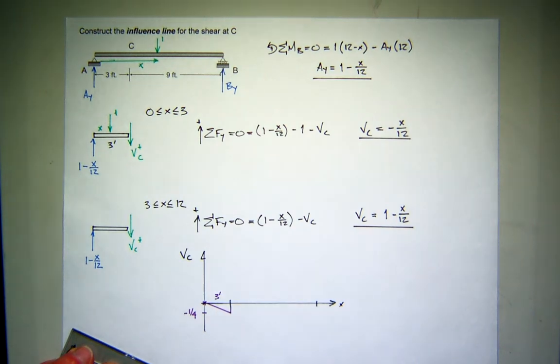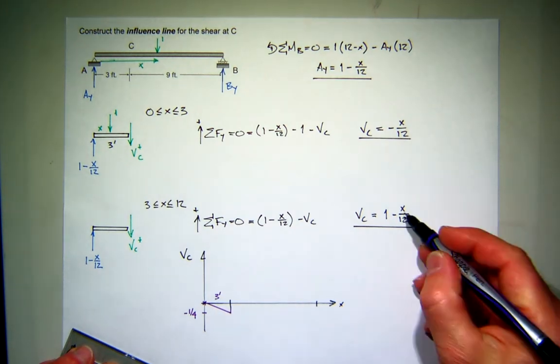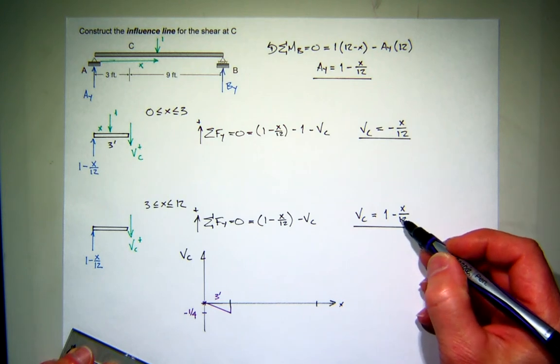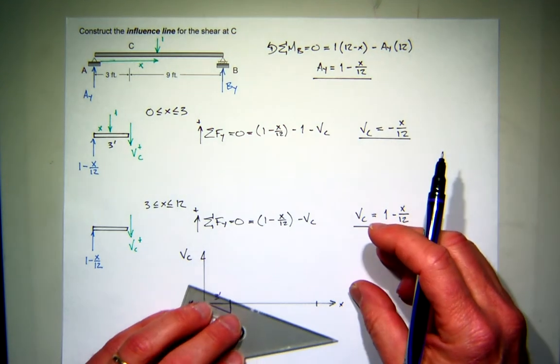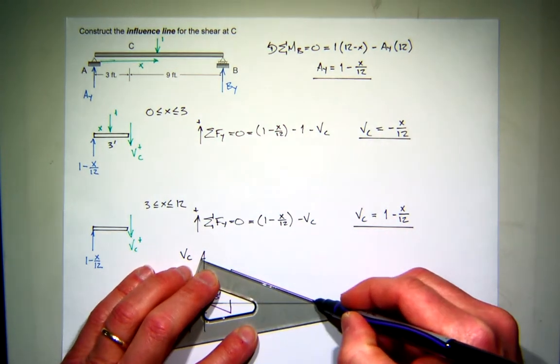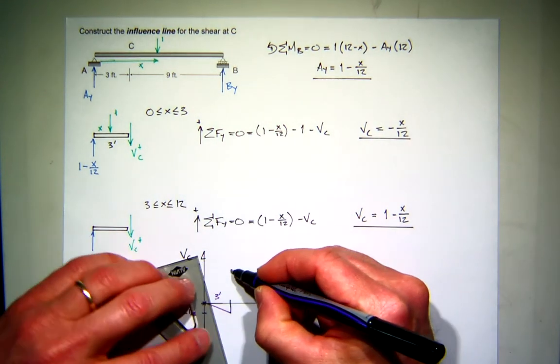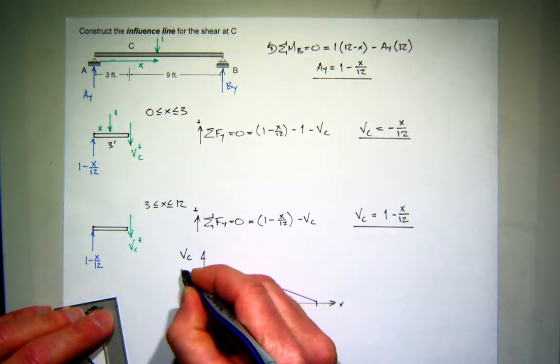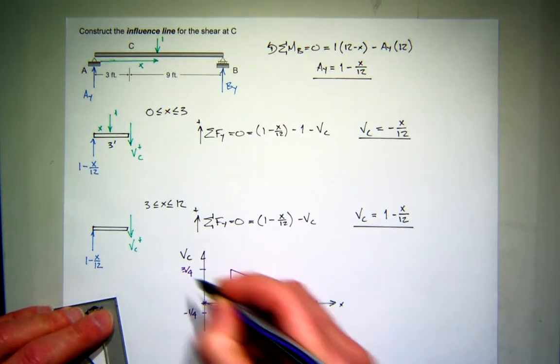So what happens from 3 to 12? Well, if I put in 3 here, what do I get? I get 1 minus 3/4, and that gives me 3/4. And then it decreases to 0. And you end up with the graph that looks something like that. And this value here would be 3/4.